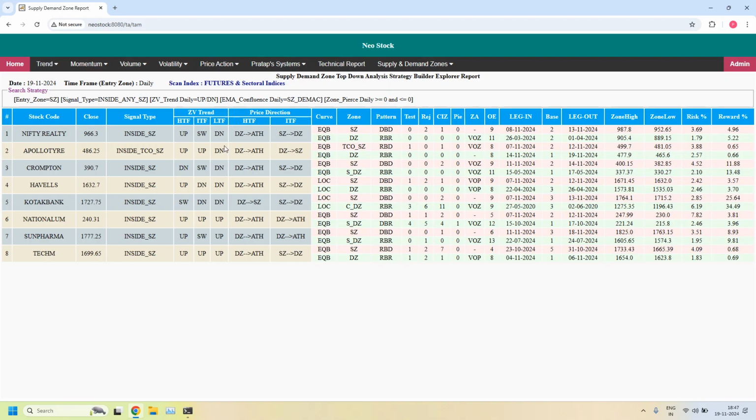Downtrend, in this daily downtrend, stocks can be used for either HTF or ITF for bearish trade setups. Uptrend stocks, you can use it as HTF or ITF zone, so for counter trend trade related setup stocks. Okay, this is about daily time frame.